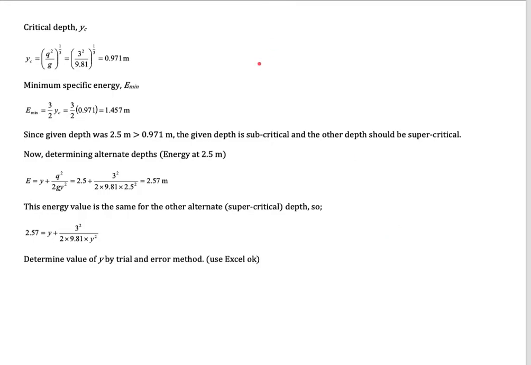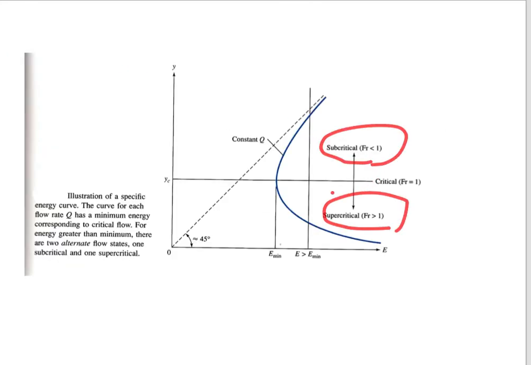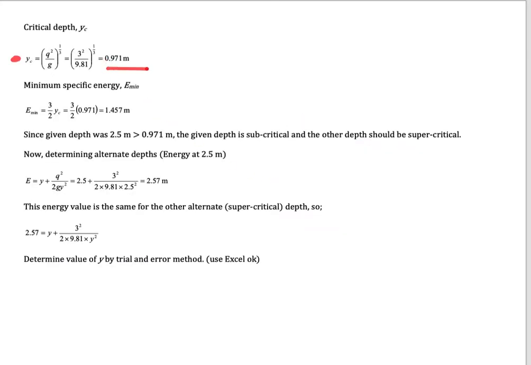Okay, so we come to how to calculate the alternate depth. We know from the equation that the y critical here is 0.971. So we know the height here is 0.971 as we calculated according to the equation. Then we can calculate the minimum specific energy by substituting the value of yc, and we get E minimum equal to 1.457 meter.